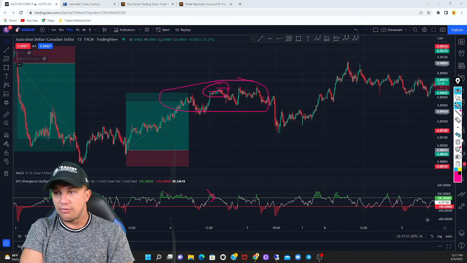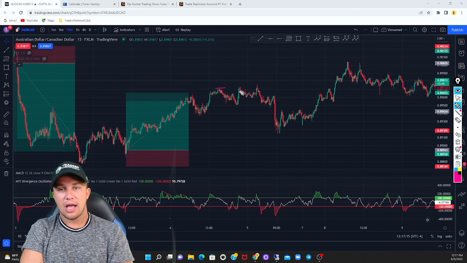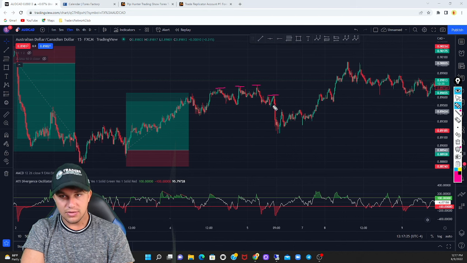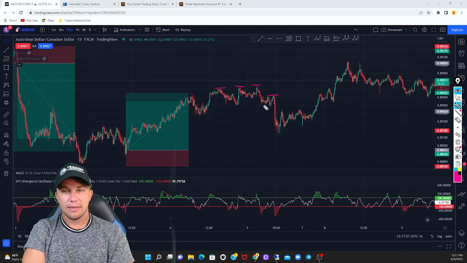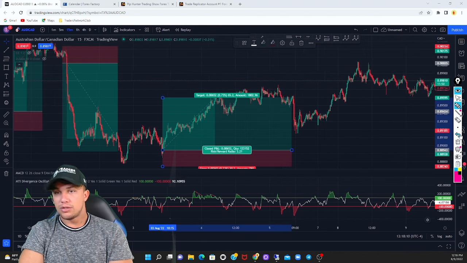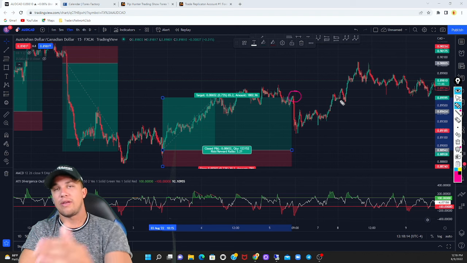So we say, okay, we do have some negative divergence in this range. Now I'm looking for price to go ahead and create a lower high. There's no lower high there. There's no lower high there. But there's a lower high here. Okay? So that being said, this is where we would have got our trade. So we would have gotten our trade at this lower high.